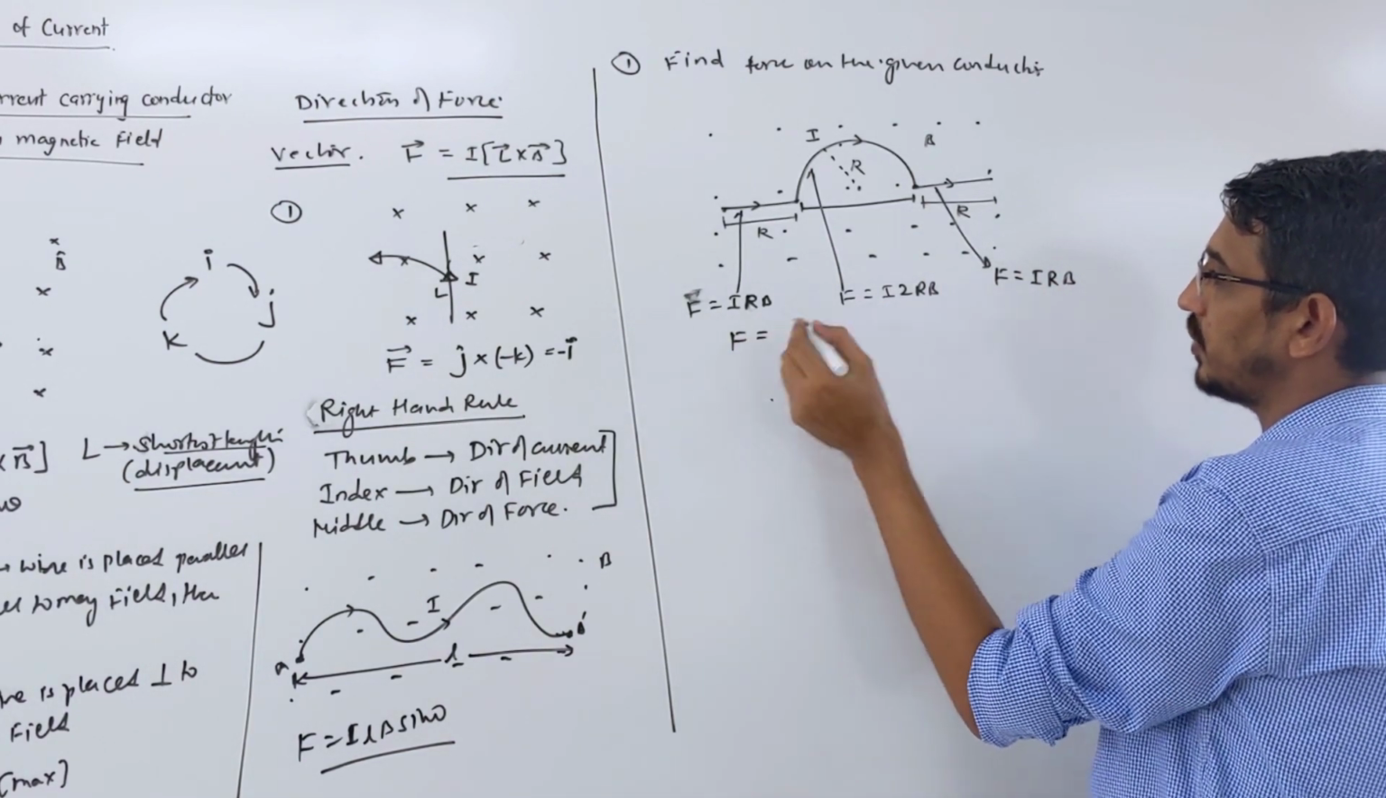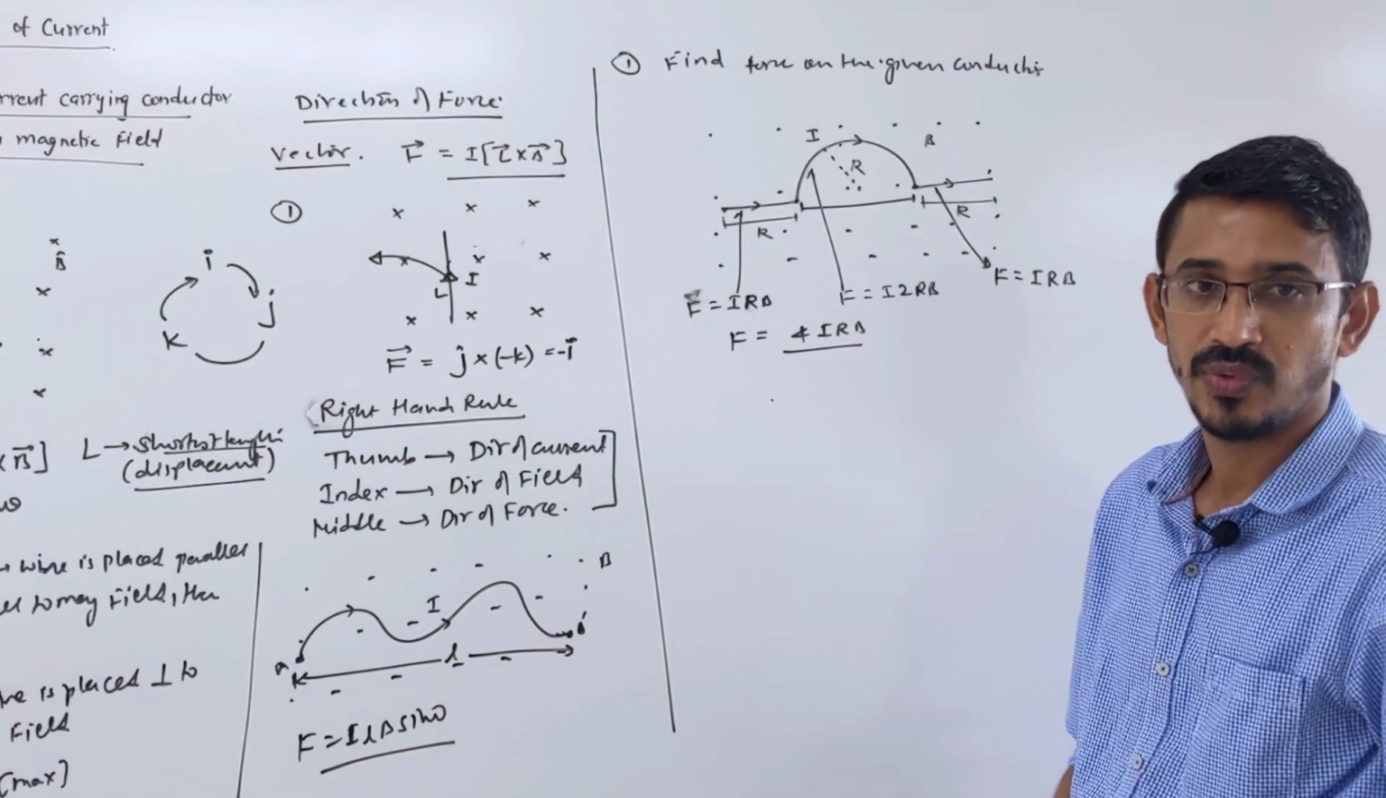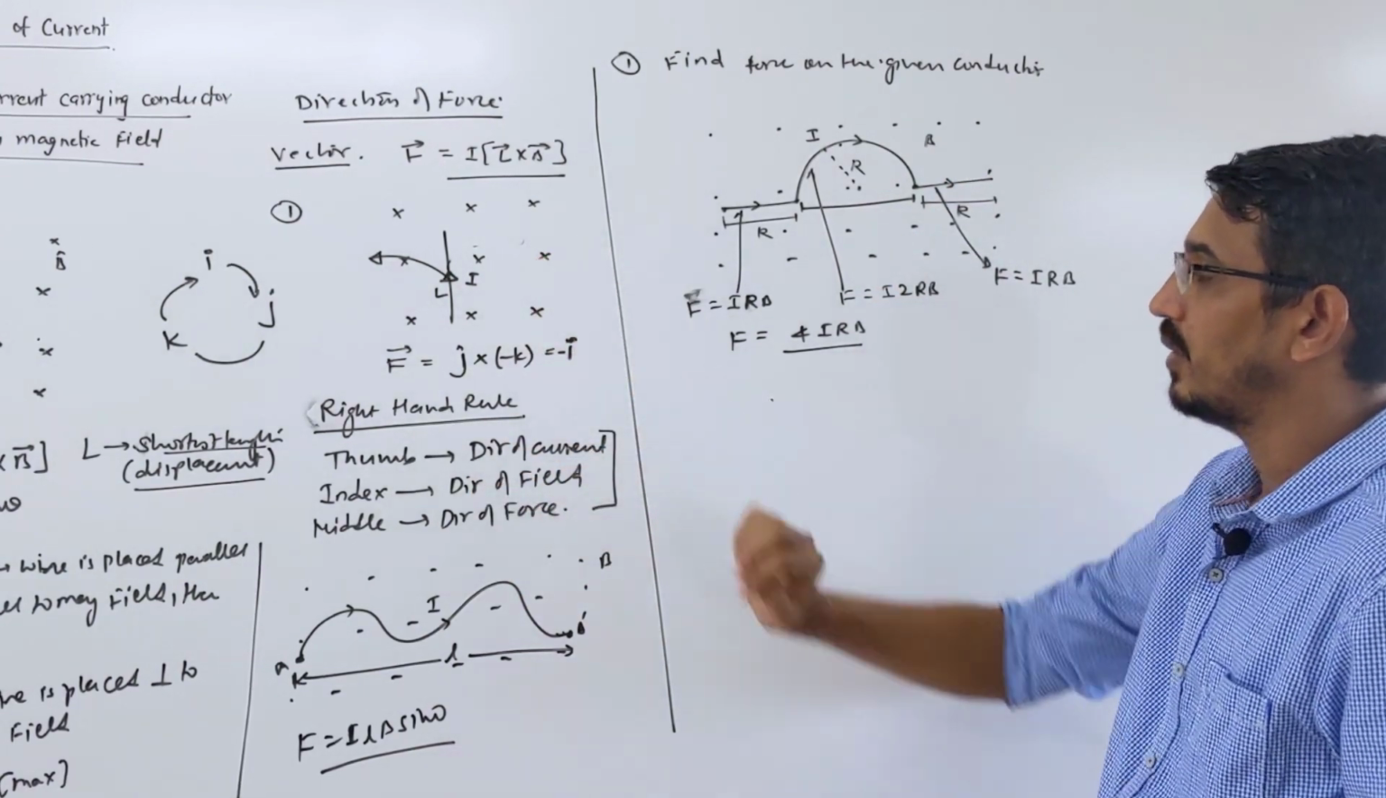All forces are in the same direction, so you can add them. 4 times I r B, that's the net force. Suppose they ask the direction of force also, in which direction this conductor is moving. You can use your hand rule or you can use your vector rule.